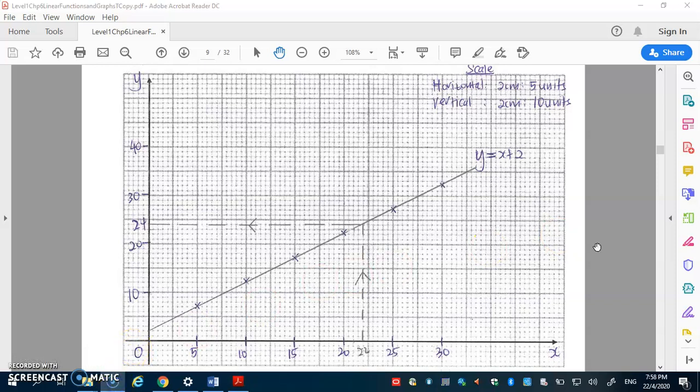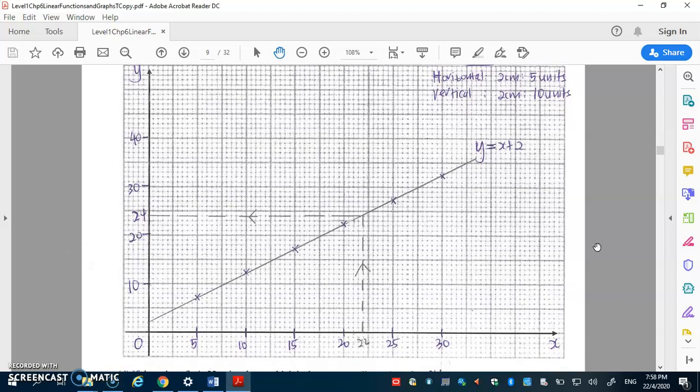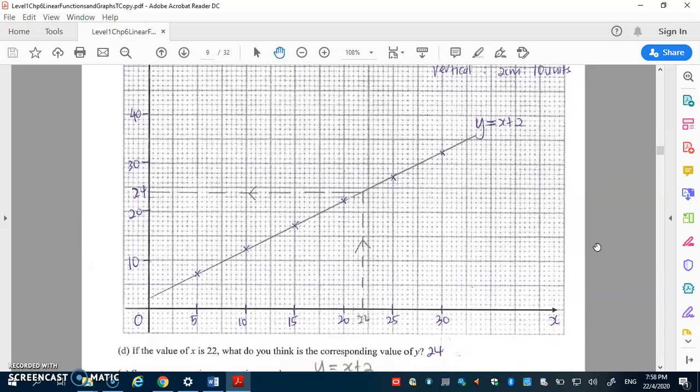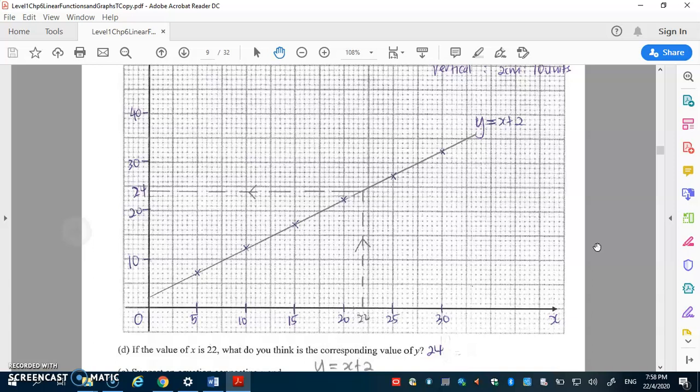Okay, excellent. Now that you have drawn the graph, we can answer the questions that follow. First question says, if the value of x is 22, what do you think is the corresponding value of y? Now, look at the graph that you have drawn. If let's say I want to find out what happens when my x value is 22, right? I'm going to start reading the axis over here at 22. Now take note that 2 lines represent 1 unit, right? So 22 is over here.